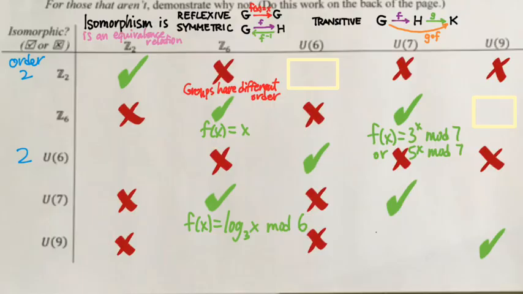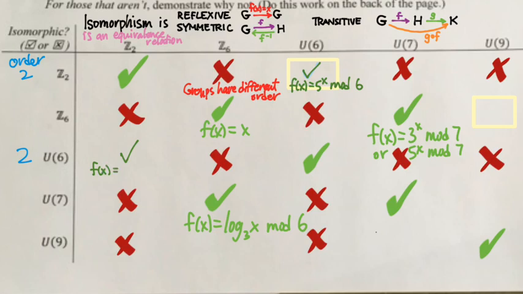So coming back to our chart for a second, let's fill that one in. Green check mark. And again, we're using here f of x equals 5 to the x mod 6. So Z2 is indeed isomorphic to U6. So what about U6 to Z2? Yes, it's a yes. What function do you think is going to be the isomorphism there?